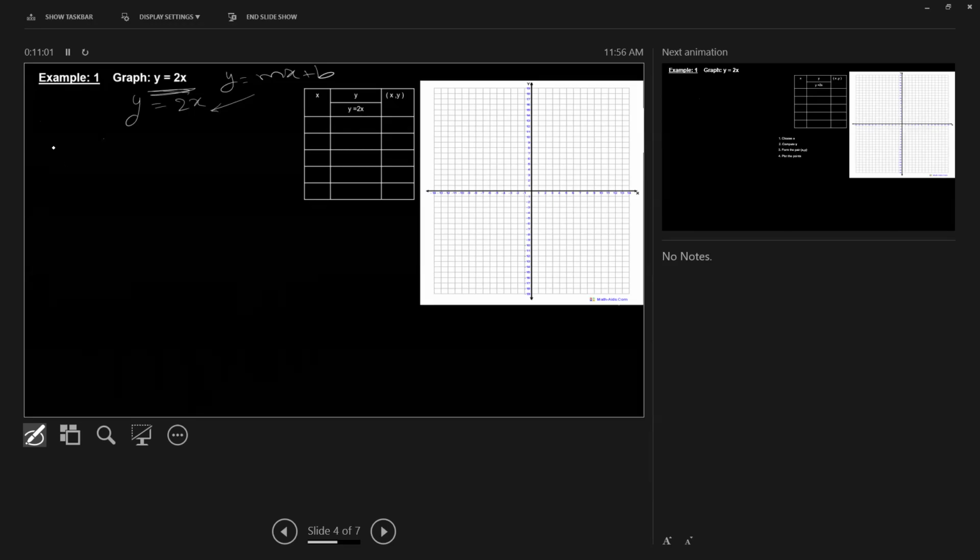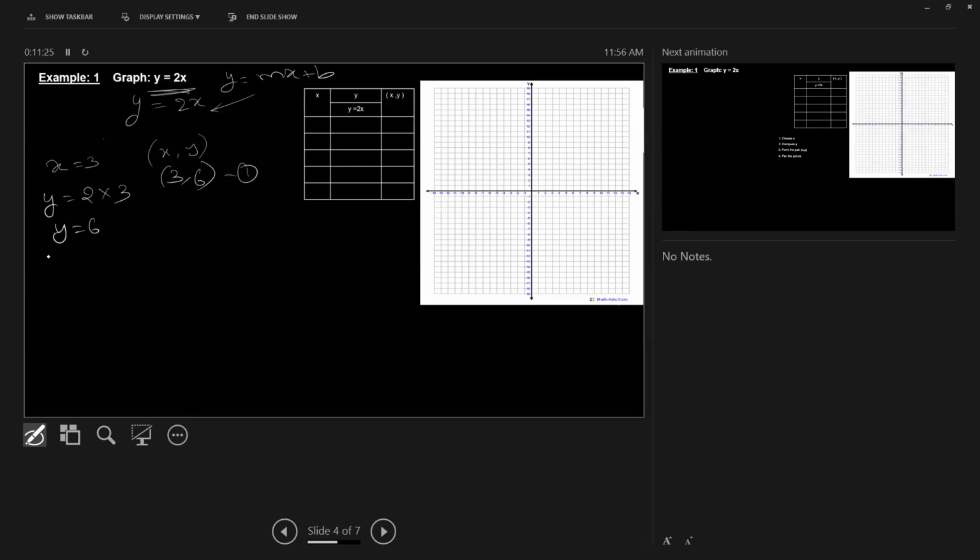Suppose x equals 3. So in x comma y, we have x equals 3. Now we are going to find y. So y equals 2 times 3, so y equals 6 here. So this is the first ordered pair.